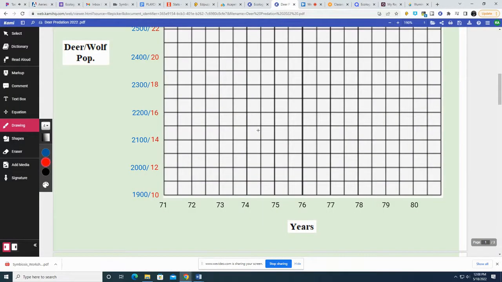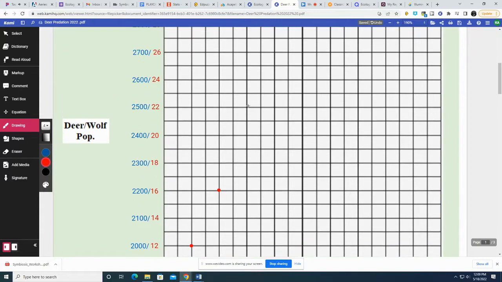And bring this back. All right, so in 1971, I see we're going to do wolves first. So in 1971, there were 10 wolves. So I'll put a line or dot right there because there's 10. In 1972, there were 12. 72, I go up to 12. You really shouldn't have to watch me do this because you should know how to graph. 73, there were 16. Boom. 74, there were 22. So wolf population is going up.